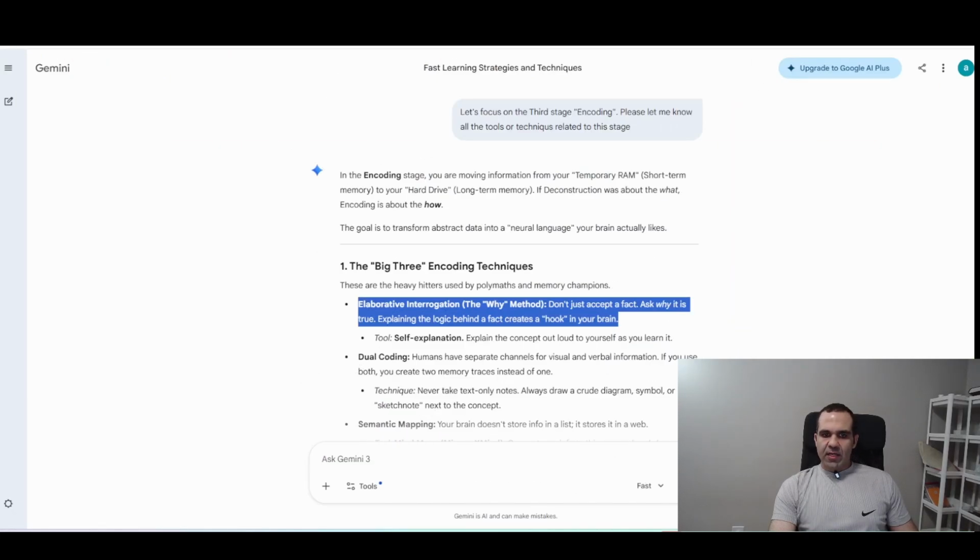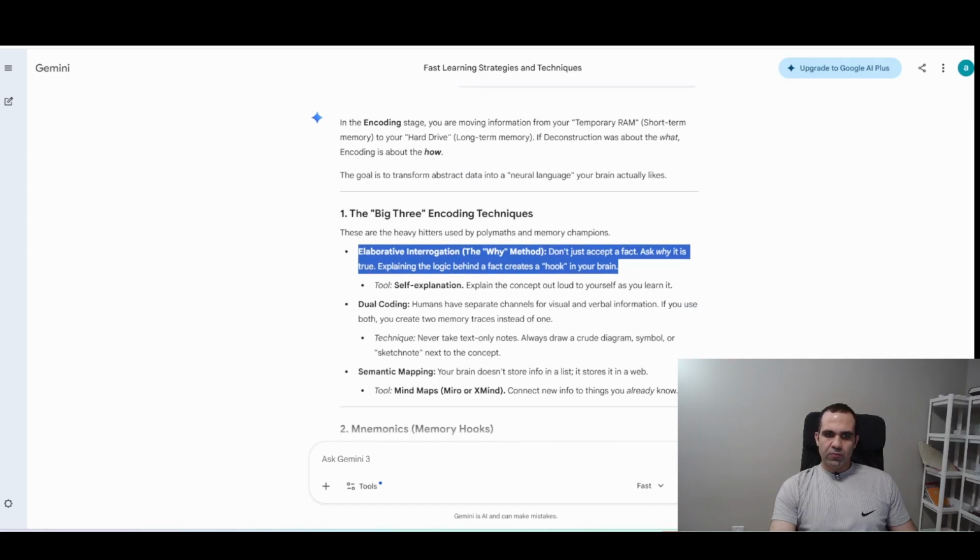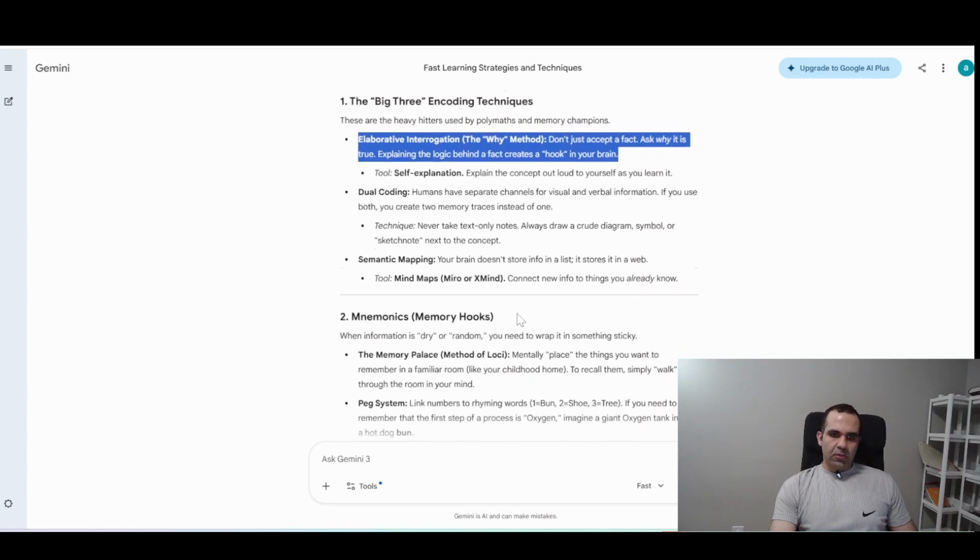Dual coding: humans have separate channels for visual and verbal information. If you use both, you create two memory traces instead of one. Technique: never take text-only notes, always draw a crude diagram, symbol, or sketch. Semantic mapping: your brain doesn't store info in a list, it stores it in a web. Mind map: connect new info to things you already know.